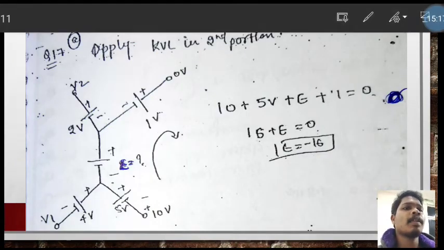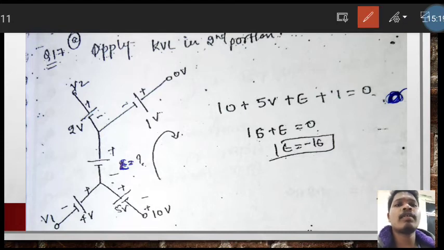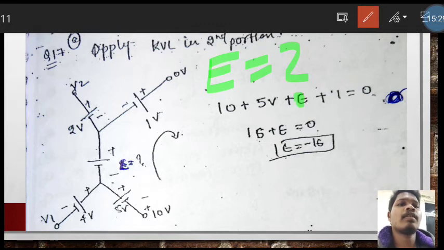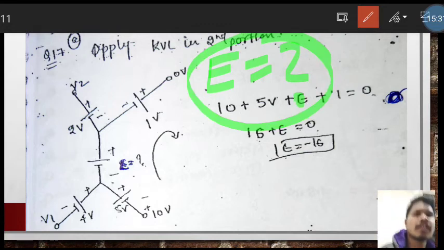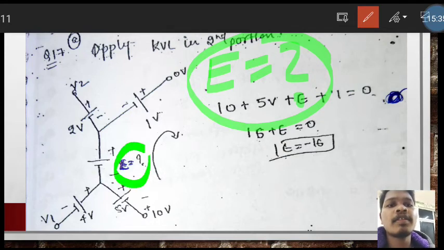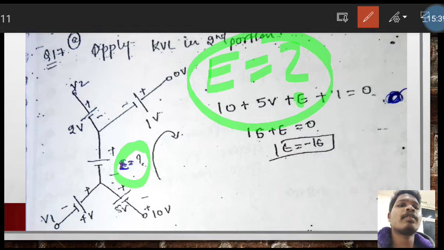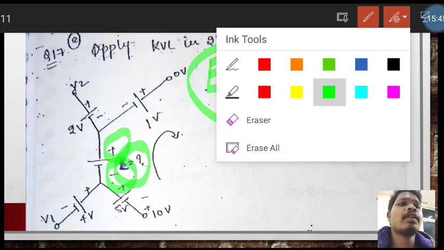Now see, this is the basic electrical engineering question. Here, the question is not properly asked, so I am writing here, what is the value of E? It is asking about the value of E. So see here, where is the E? This is the E. Okay, so here we need to calculate the voltage across this potential, positive and negative potential. Okay, let me erase.